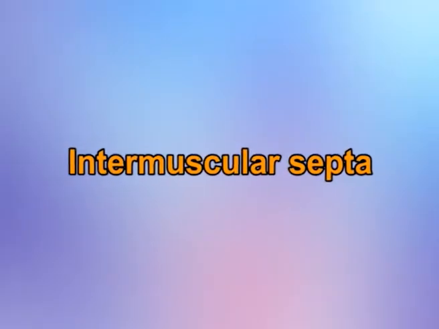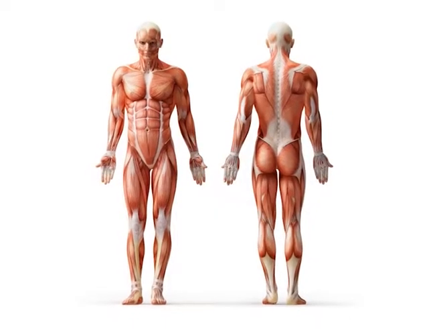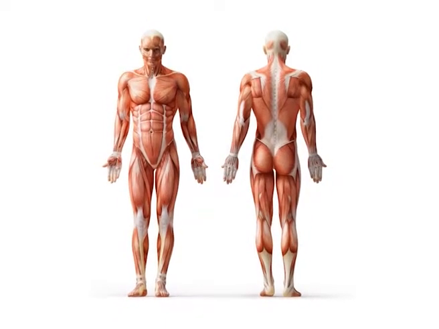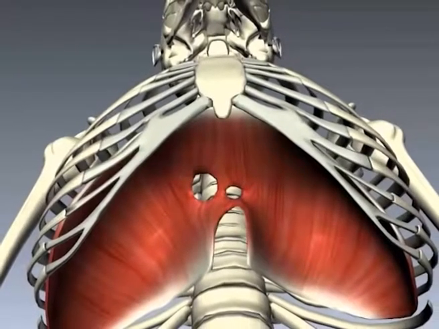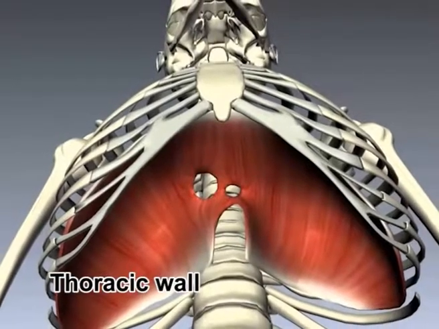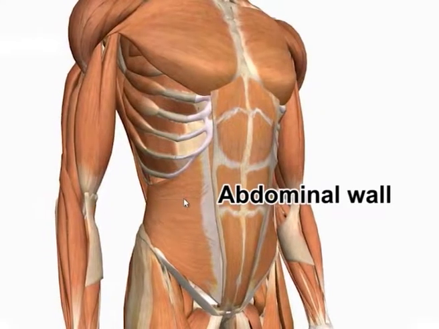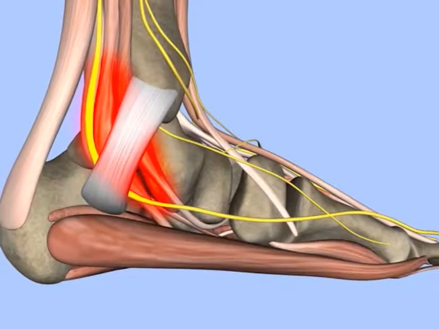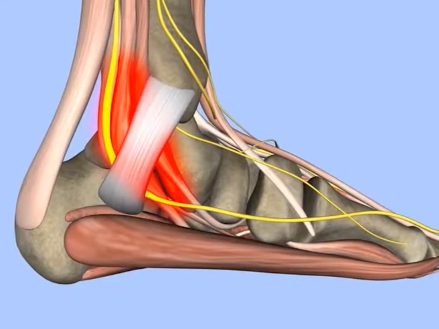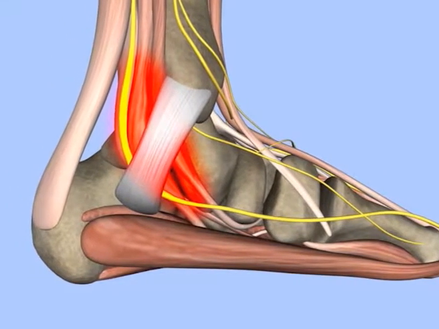Intermuscular septa. The septa divide muscles into various groups. Subserous fascia. This part of the fascia lies between the body walls such as the thoracic wall or abdominal wall and the membranes that line corresponding body cavities. Retinacula. These band-like structures hold tendons in place while joints move.